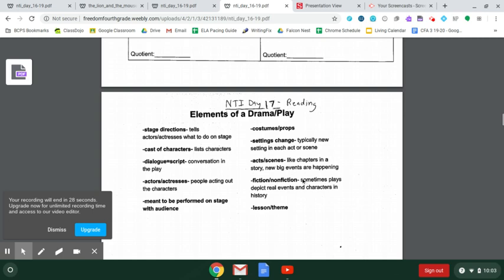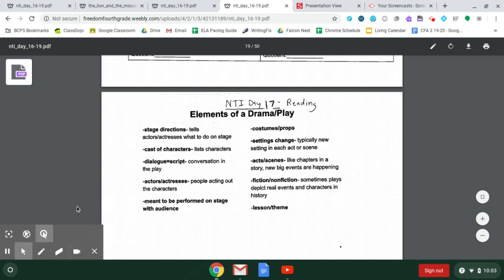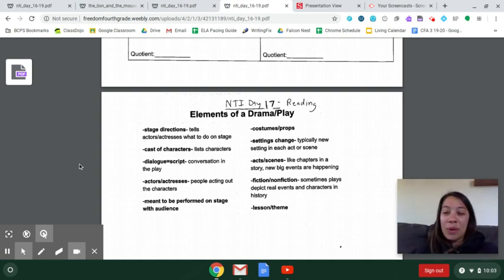So a couple more things. There are acts and scenes in dramas and plays. They're like the chapters in a story. New big events are coming. Plays can be fiction or nonfiction. Sometimes they have real events that they're depicting, and they can have lessons or themes like you're going to find in our play today.